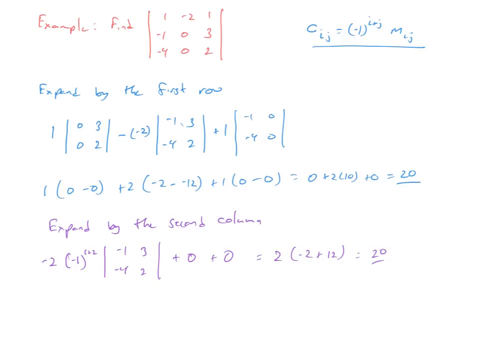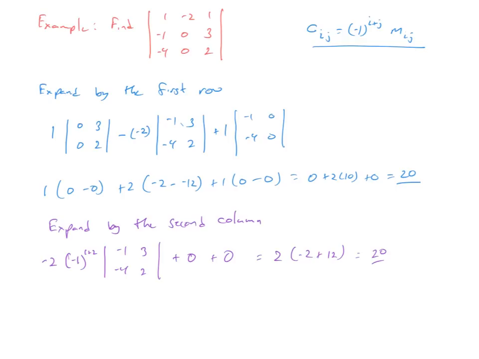And then the next one is going to be a negative cofactor, so it's going to be minus negative 2 times its minor, which is the determinant of negative 1, 3, negative 4, 2. So that's how we got this. It was positive, negative, then positive: 1 times the determinant of its cofactor, which is going to be negative 1, 0, negative 4, 0. So you're taking the determinant of those.